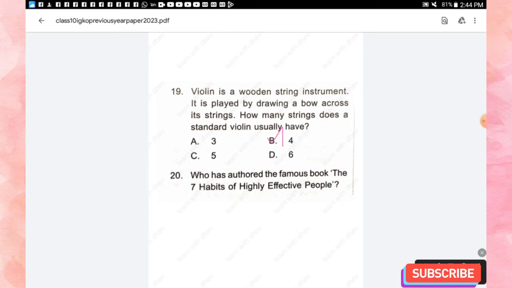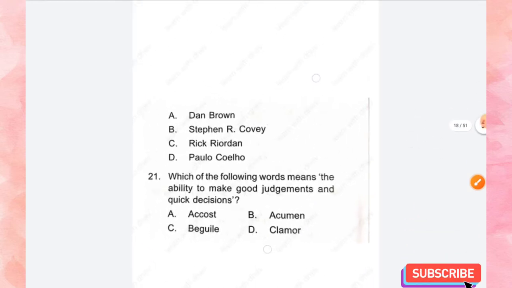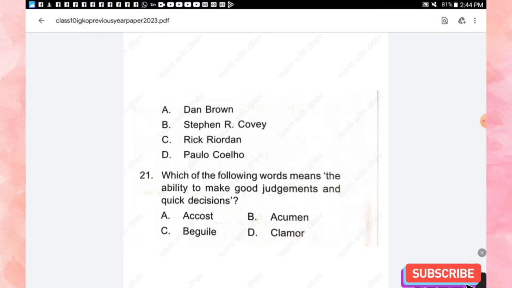Question number 20. Who has authored the famous book, The 7 Habits of Highly Effective People? Options are Dan Brown. Option B is Stephen R. Covey. Option C is Rick Riordan. And option D is Paulo Coelho. So the right answer is option B, Stephen R. Covey.